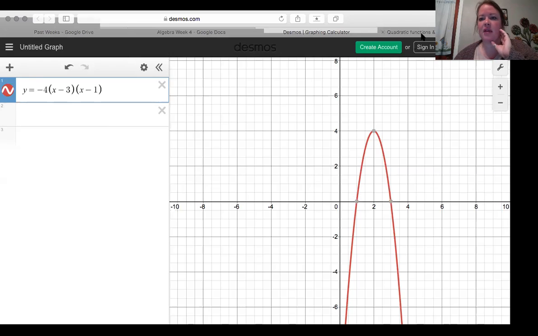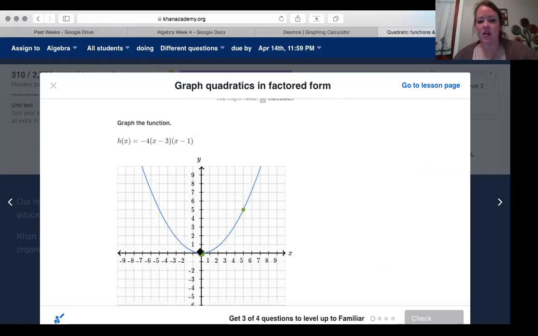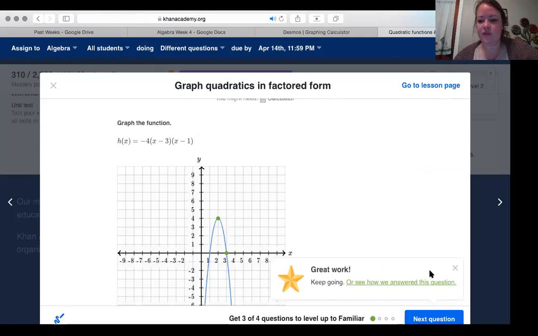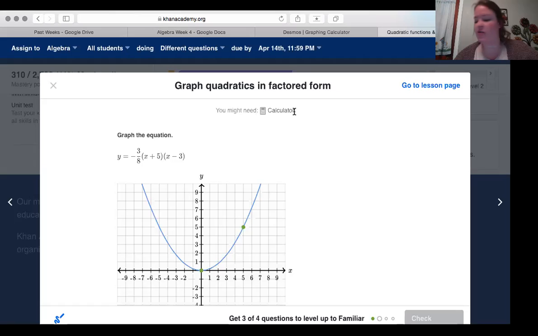Okay, and then I can come back over here and I can graph it. So the vertex was 2, 4. The zeros were 3 and 1, and it opens down. So this looks correct. So I'm going to do one more for you. And again, it should be about the same on your phone. So I have y equals -3/8 times x plus 5 times x minus 3.